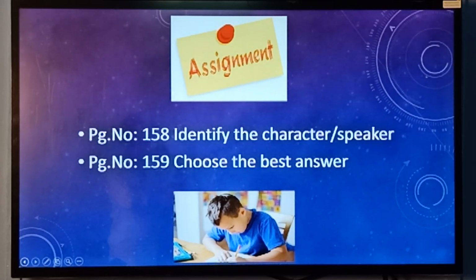Now, I would like to give you an assignment for today. Take your textbook, page number 158. You will have to identify the character speaker, and on page number 159, you will have to choose the best answer. Write the answers and after writing them, please show them to your parents or teachers or even to your elders. Get it corrected by them. This is simply to know how far you have understood the lesson.